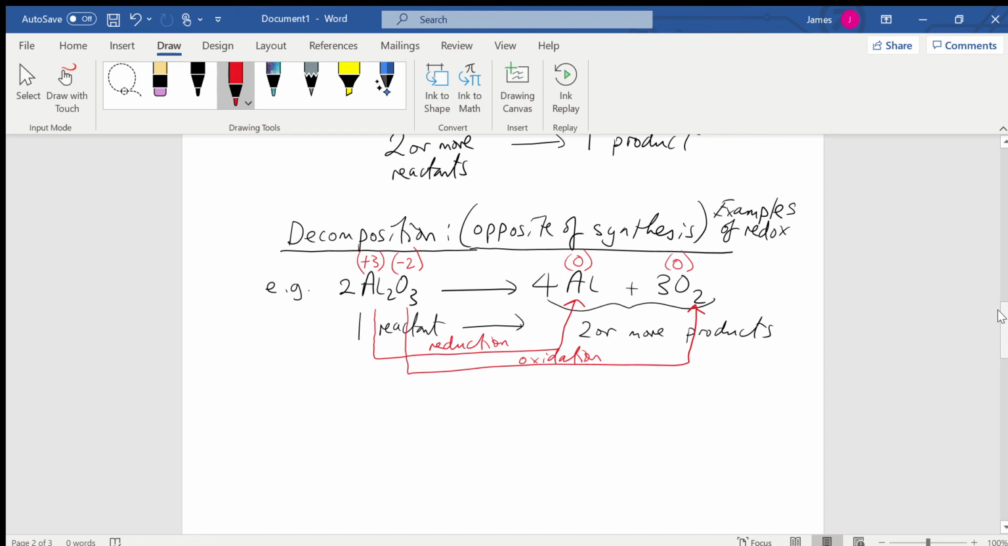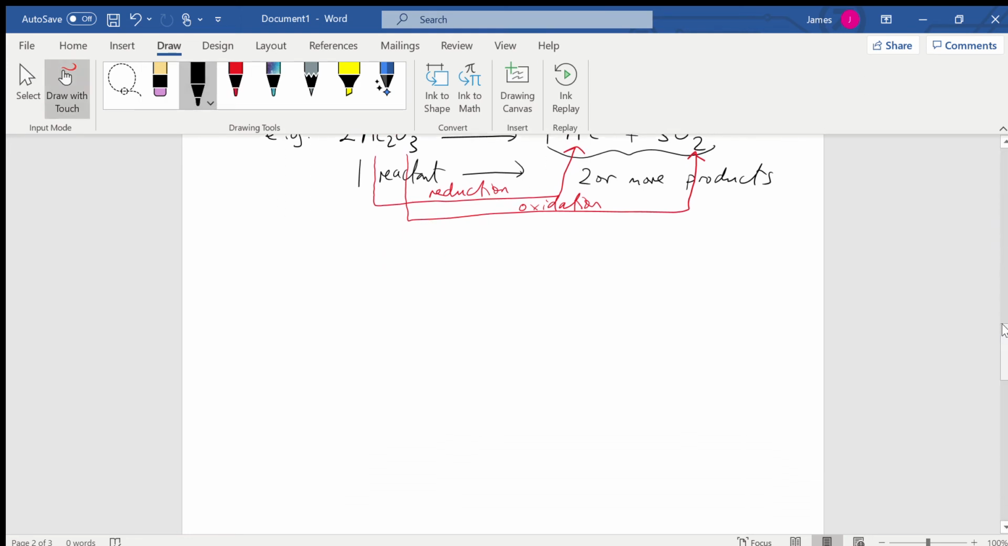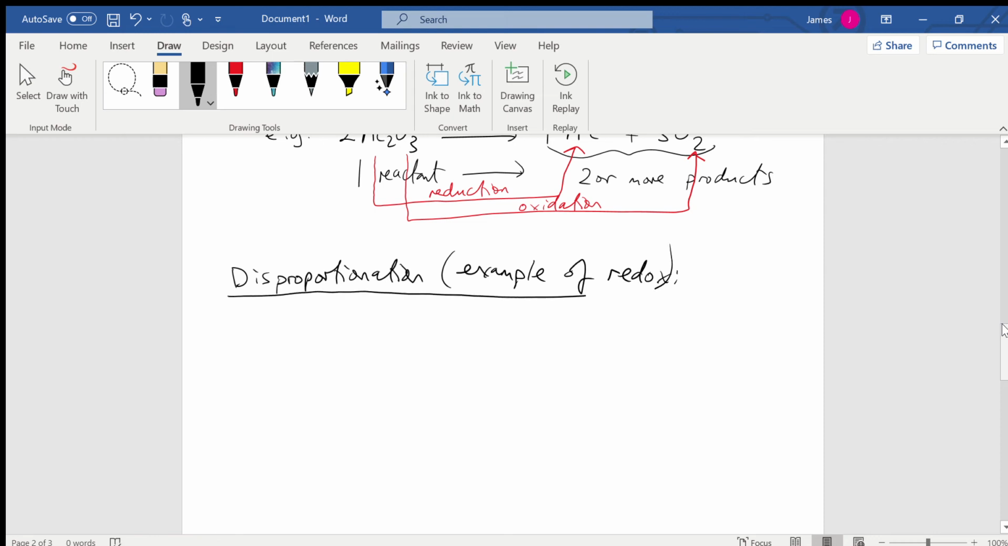Let's look at disproportionation. Okay, disproportionation reactions. This is an example of redox. There are reactions that are not redox, we just haven't come to them yet. So disproportionation, let's see the example and then we'll try and figure out what qualifies as a disproportionation reaction. So here's a pretty canonical example that you are likely to get thrown at you.